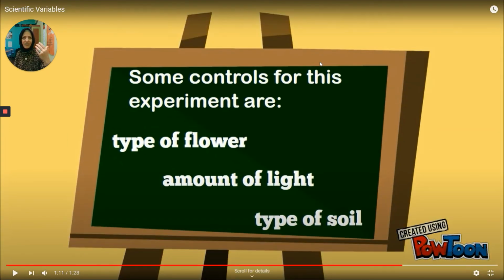Did you guys understand the difference between the independent variable, the dependent variable, and the control? Because control is something you're not changing. You're not changing the amount of light, the type of soil, or the type of flower. Everything is the same except the amount of water. Okay?